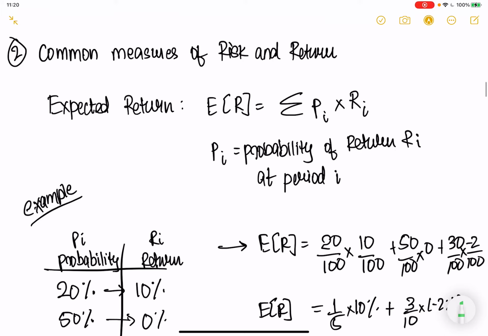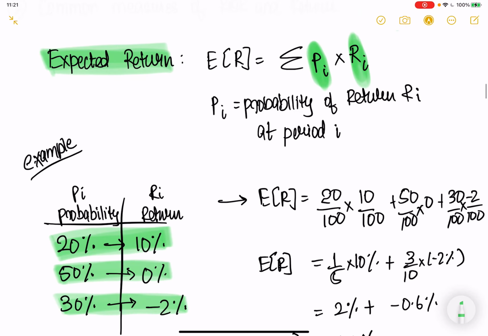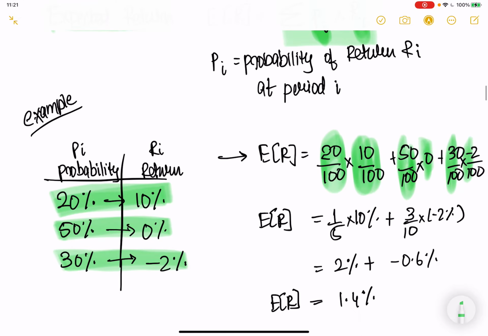So what are the common measures of risk? Expected return is basically how much money can you expect to gain from this investment. So it's the summation of probability distribution of a given return. So if, let's take an example, 20% of the time you get 10% return, and 50% of the time you get 0% return, and 30% of the time you get minus 2% return, then expected return is basically the summation of the product of probability and the return that you expect, right? So if you do that, you will get an expected return to be like 1.4% for this probability distribution.